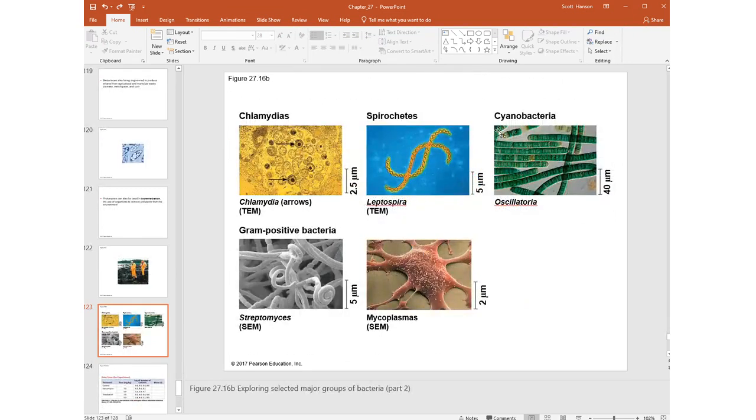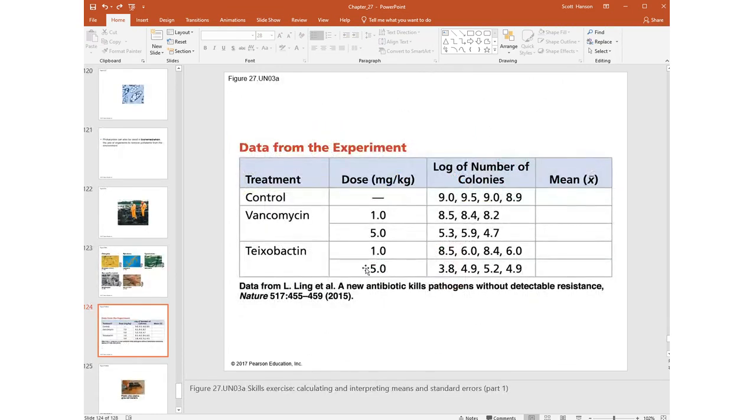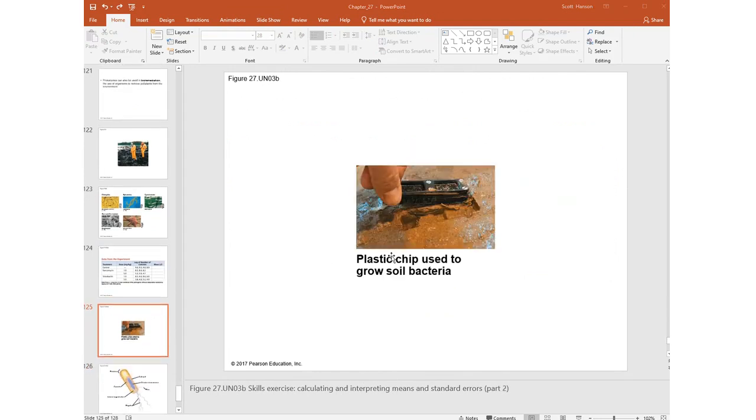So remember, there's a wide variety of different prokaryotes. And then there are some thought questions that you can look at in the book. And I think that's pretty much it for this chapter 27.